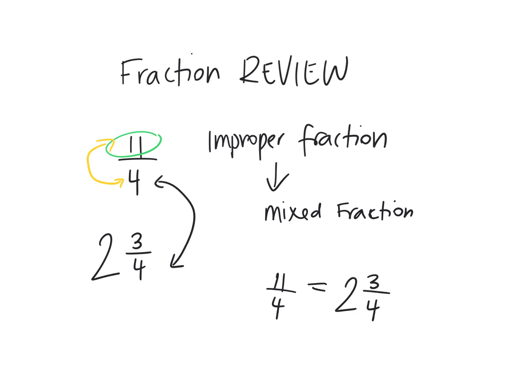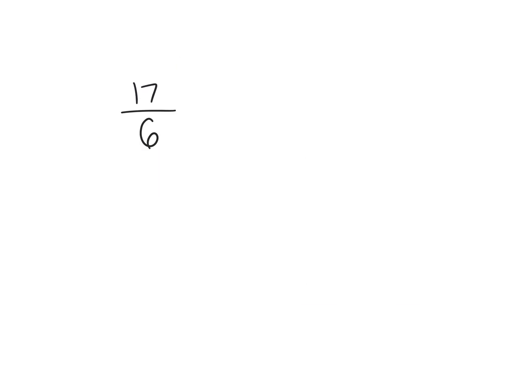I'll let you try one on your own. I'm going to give you another example. So the steps are here. You leave the denominator the same. So how many times does 6 go into 17? Raise your hand. Yep. 2 times. So what's 6 times 2? 12. How many more do I need to get to 17? 5. Do I change the denominator? No. That's it. 2 and 5/6.